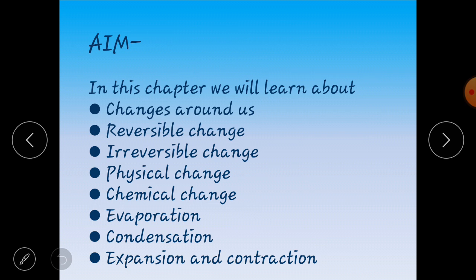The aim of the chapter: in the chapter we'll be able to learn the changes around us, reversible changes, irreversible changes, physical change, chemical change, the processes like evaporation, condensation, expansion, and contraction.